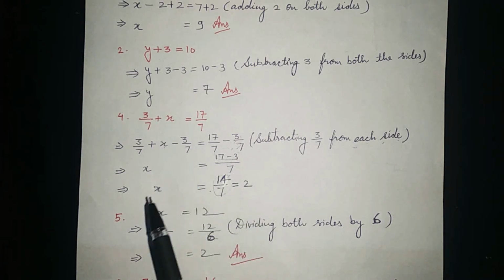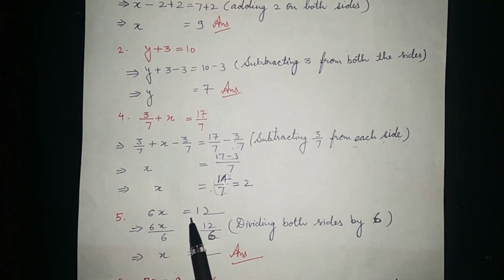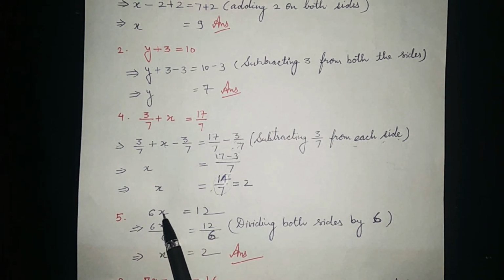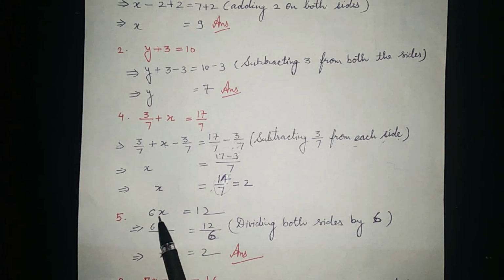Now see the fifth question. Fifth question is 6x equals 12. Here this 6 is in multiplication with this x. So what we have to do? We have to divide both the sides by 6. So like this, we will not get this 6 here.